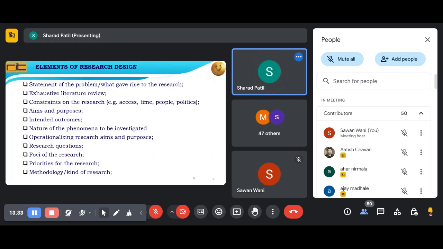Sometimes people may say that this is a very new topic and I don't have any literature related to it, but that is not the case. No topic will be without any literature. There will be some inclination of the topic with the literature, and you require to connect this literature with the topic or problem you are going to select. So you have to get exhaustive literature for whatever research design you want for your research topic, and include it in the research design.